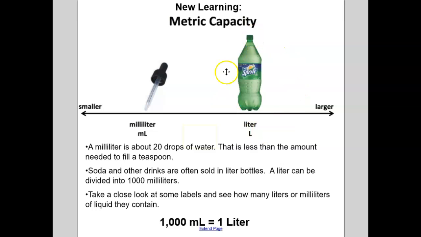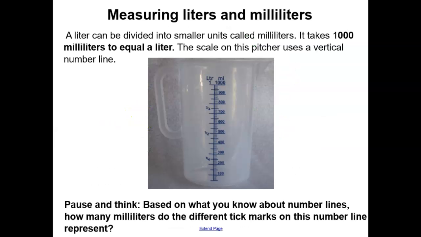Soda and other drinks are often sold in liter bottles. A liter can be divided into 1,000 milliliters. There are 1,000 milliliters in 1 liter. Pause the video, go into your fridge, and take a close look at some labels and see how many liters or milliliters of liquid they contain. Please also write on your scratch paper that 1,000 milliliters is equal to 1 liter. Very, very small amounts of liquid are measured in milliliters, and larger amounts are measured in liters.